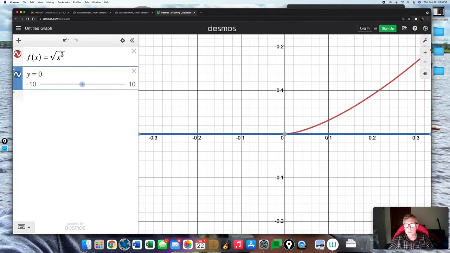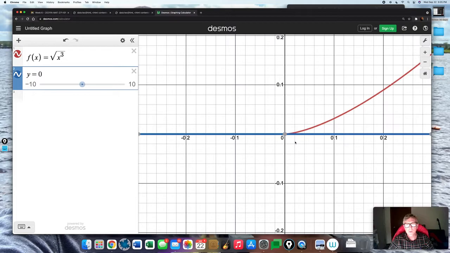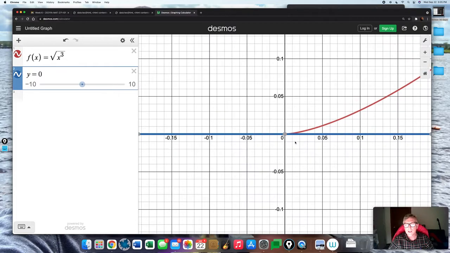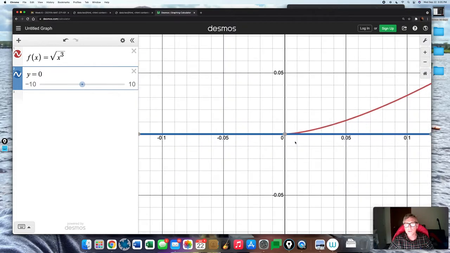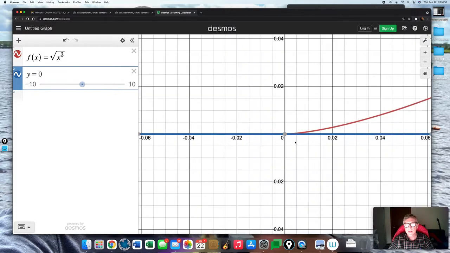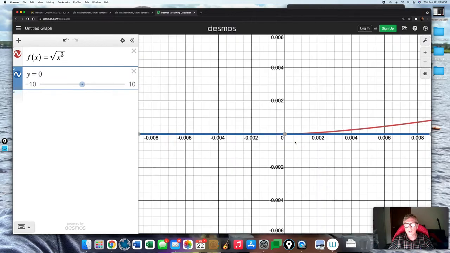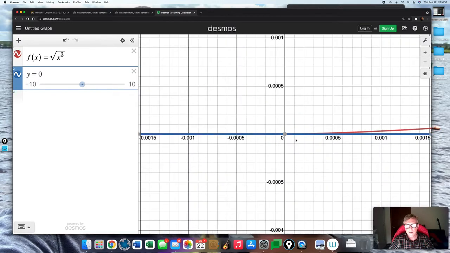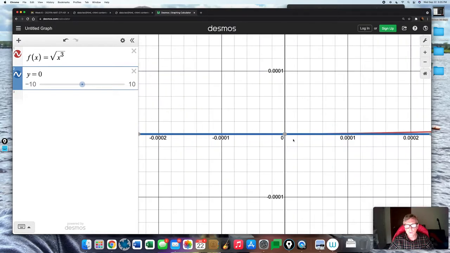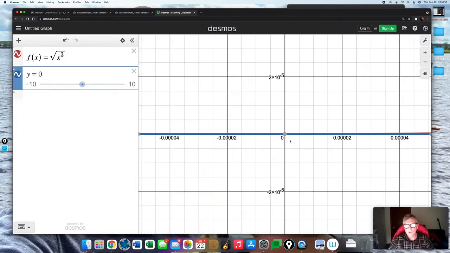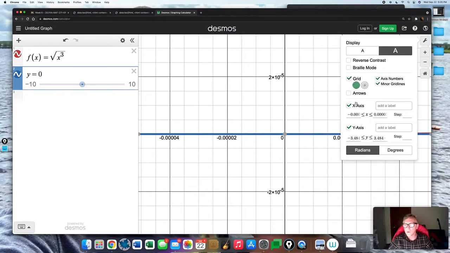So I'm at negative 1/10 and positive 1/10. But you see what's happening to the red graph as I'm zooming in? It looks like it's getting closer to the x-axis, doesn't it? And so, as mathematicians, we often say the graph is locally linear, which means that if I keep zooming in enough, you won't be able to tell.